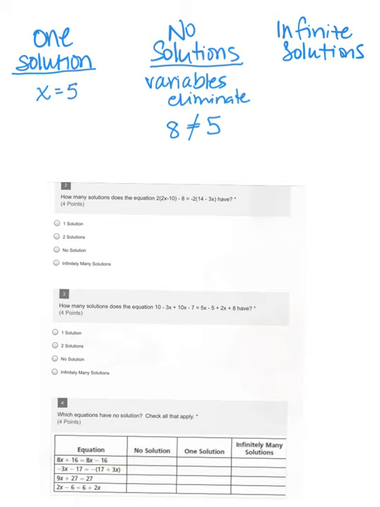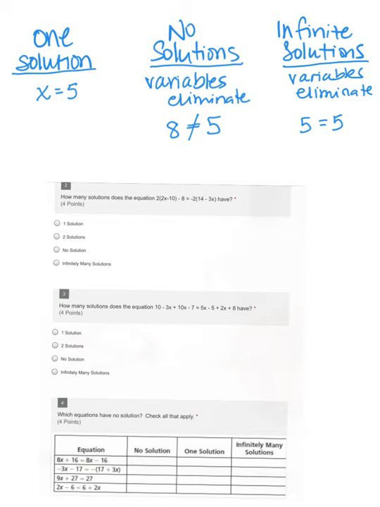Now, the last one, infinite solutions. Again, for this one, your variables will eliminate. But this time, once you solve the equation and your variables are eliminated, you will be left with something that does make sense. For example, maybe 5 equals 5. This is a true statement. This means you can substitute any number for the variable, and it will work in that equation. That means there are infinite solutions.